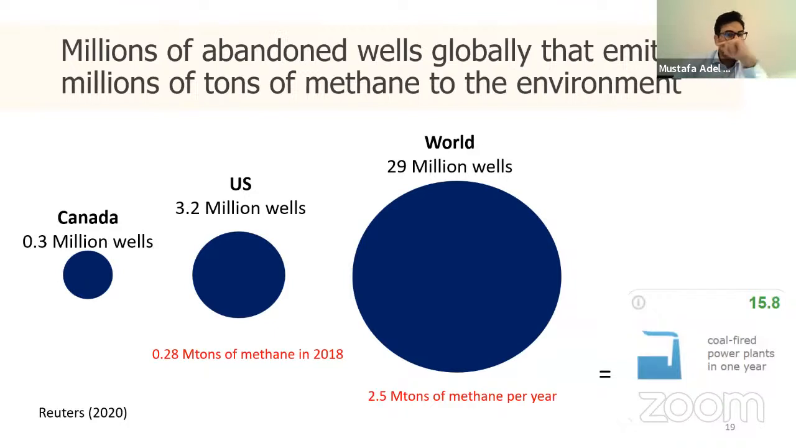In this chart here, we estimate the methane emitted from closed-in wells. In the US, closed-in wells emit around 0.2 million tons of methane annually. Globally, the 29 million wells are estimated to emit 2.5 million tons of methane per year. That's equivalent to the carbon emissions from 15 or 16 coal-fired power plants annually. So well integrity increases the environmental credentials of the industry and helps the industry on its decarbonization route.